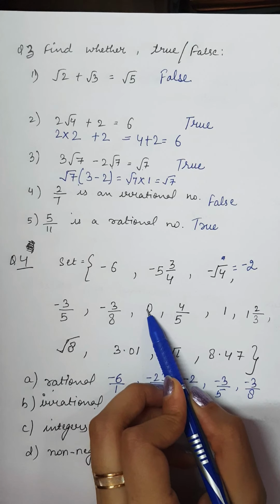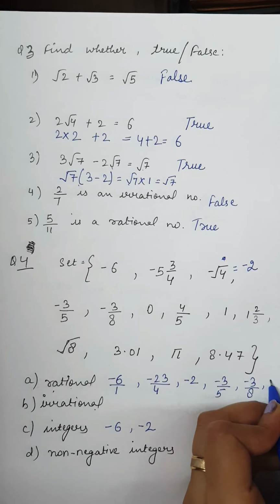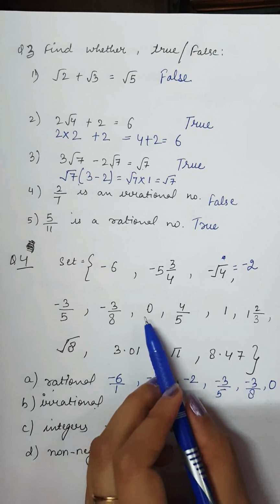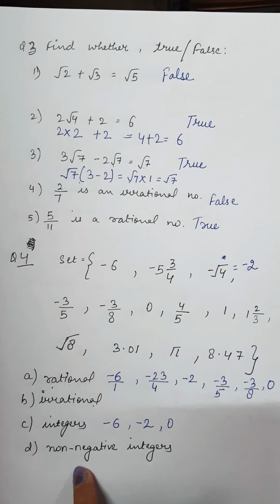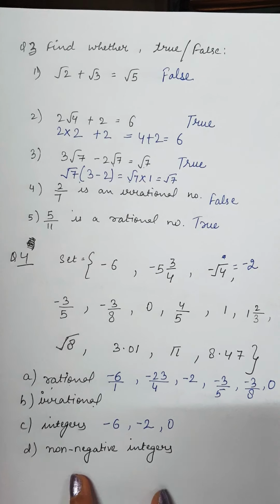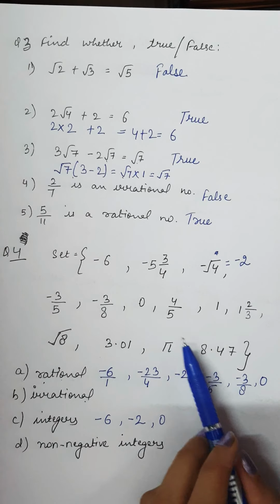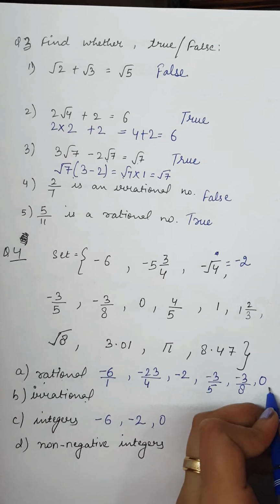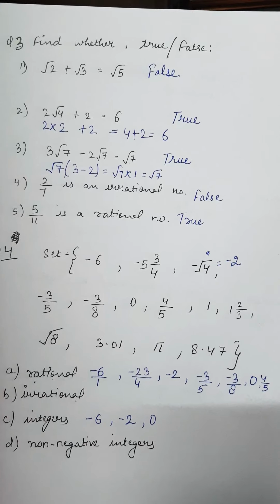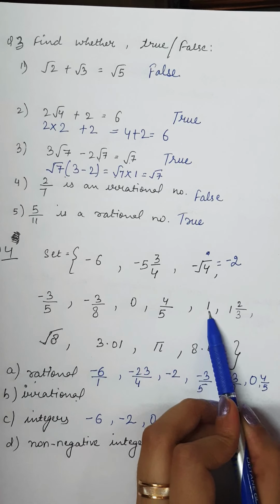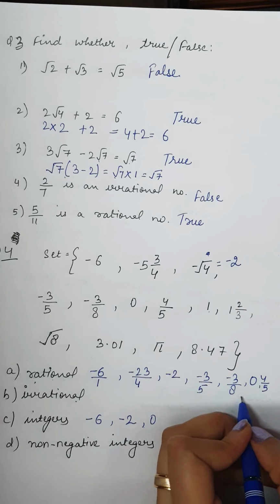0. Yes, it is a rational number, the very first question we did today. And 0 is an integer. Is it a non-negative integer also? No. Next, 4 by 5 will come in this category. 4 by 5. 1 will definitely come in this category.